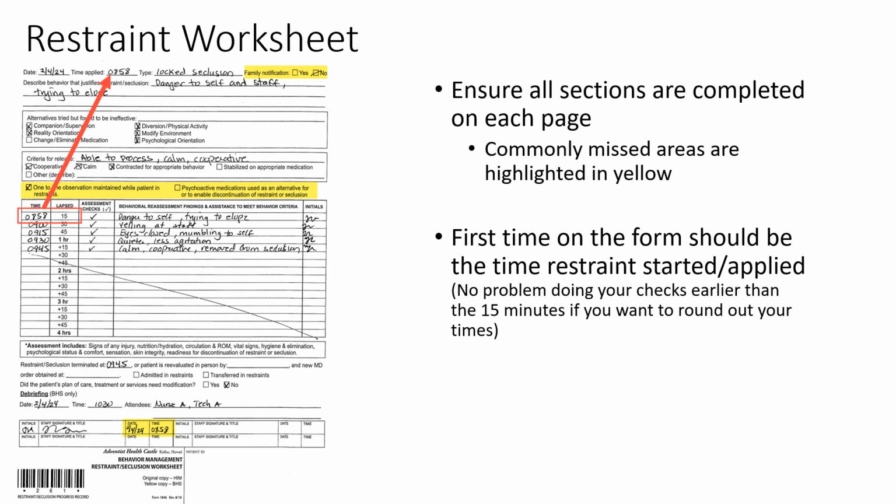The initial start time you document on the flow sheet should match the time in the time applied field. You could do the next documentation before 15 minutes if you want to round out your assessment times. For example, your initial assessment was at 8:58. You could do another at 0900 to round out the times.